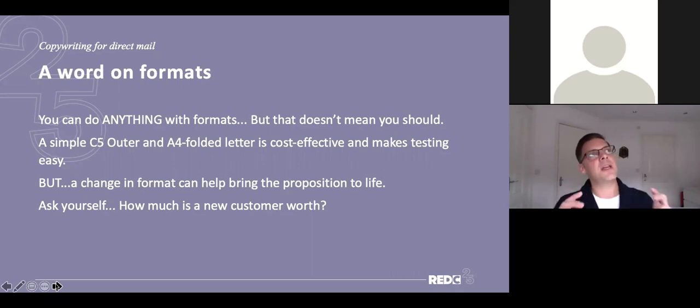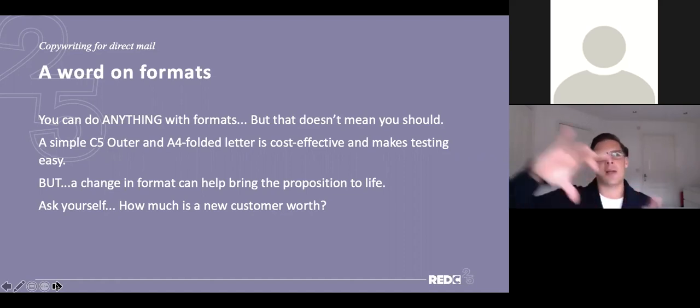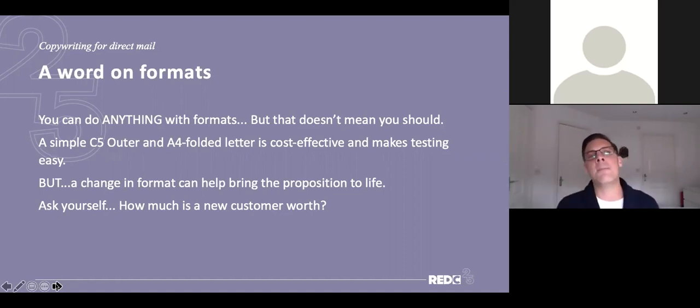But the key thing you always have to remember is what's your reason for changing format. For most brands, the most common format that we see is a C5 outer with an A4 folded letter, and then with some variation of the leaflets that I've just shown you, either double-sided or the little long, thin ones. I think the main reason for changing the format is to help bring the proposition to life, to make the proposition more compelling. So I'll give you a couple of examples of that.